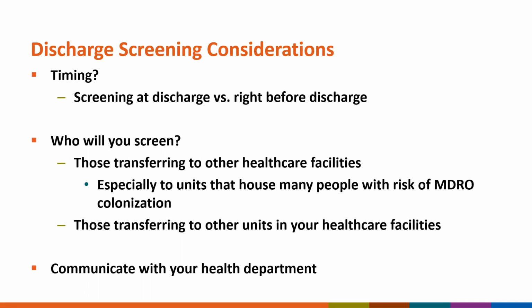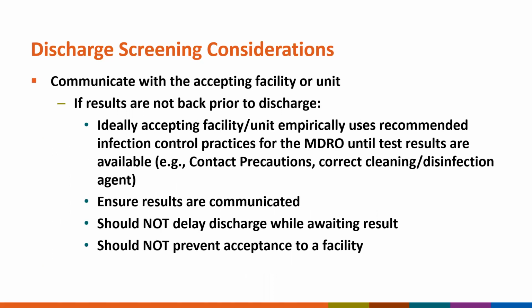And don't forget that communication is key, both with your health department and the accepting facility or unit. If the discharge screening results are not back prior to discharge, the accepting facility or unit must be aware of these pending results. If the transferring unit is experiencing an outbreak, then ideally the accepting unit or facility will use the recommended infection control practices, such as contact precautions or EBP in nursing homes, until the testing results are available. And once the results are available, they should be communicated back to the accepting facility or unit.